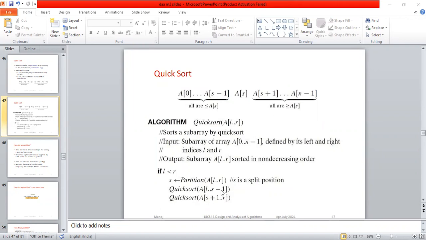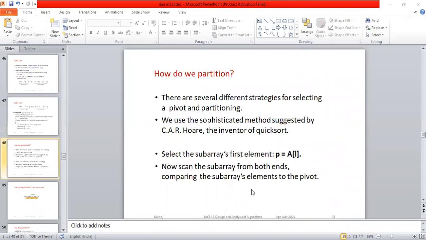So L to S minus 1, S minus 1 is there. What is L? It is 0. So L is equal to 0 and up to S minus 1. So where is R? R is here. So S plus 1 to R, S plus 1 as it is. What is R value? R is equal to N or N minus 1. You can take it anything.